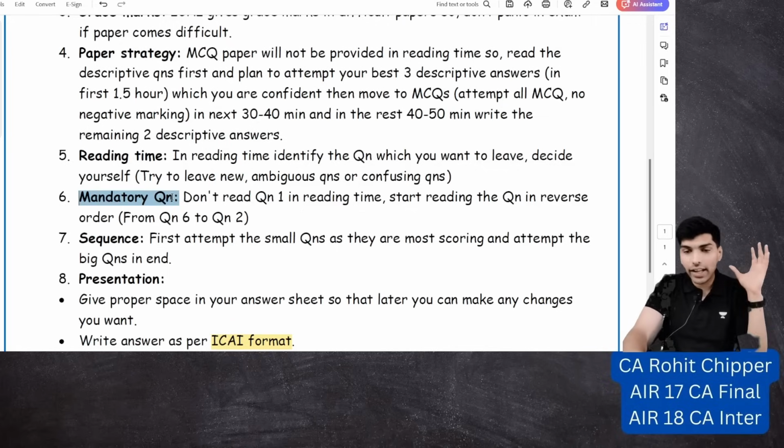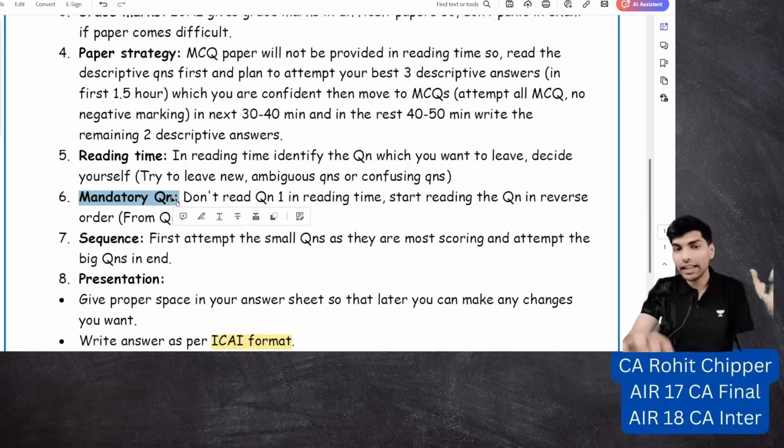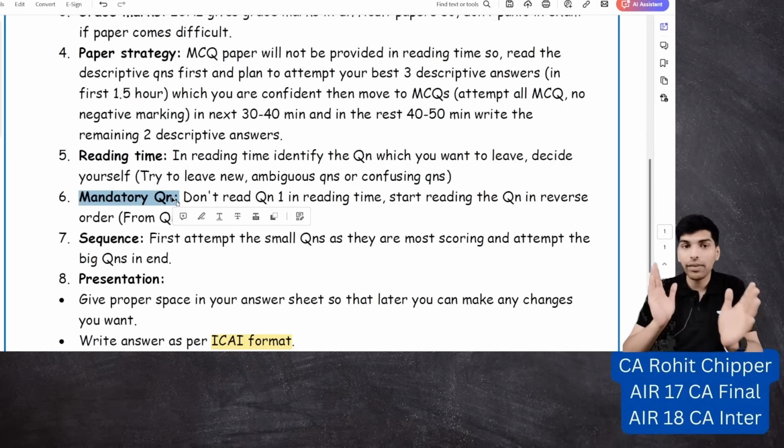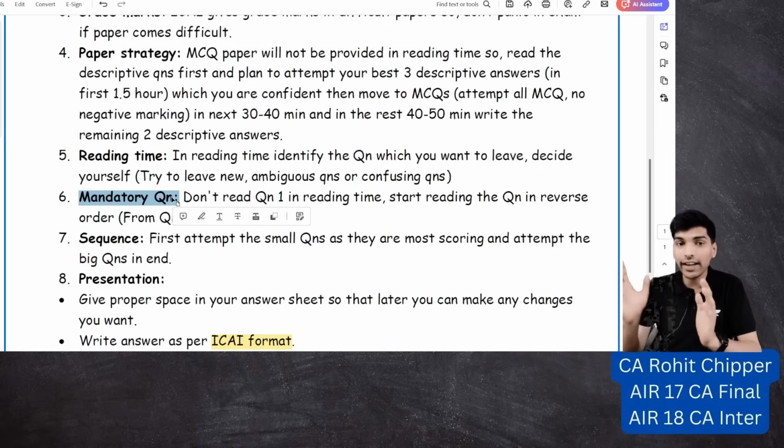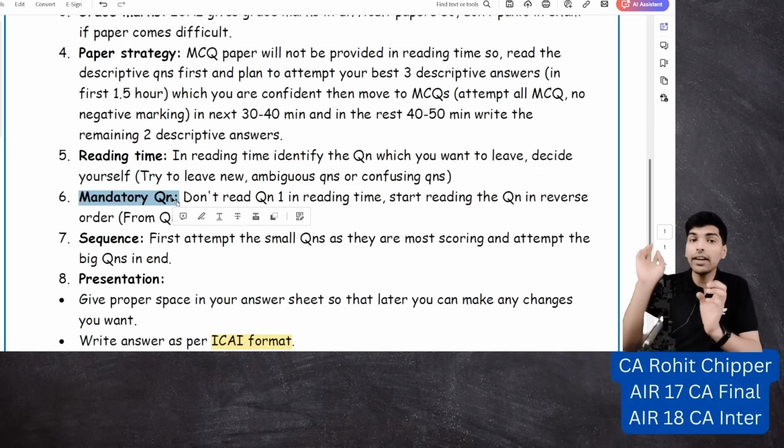Next is the mandatory question. Question number one is always mandatory, so don't ever read it in the reading time. Always read it in the writing time that you will have, and attempt it in the end.